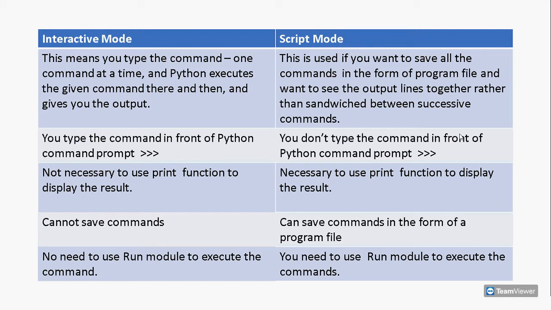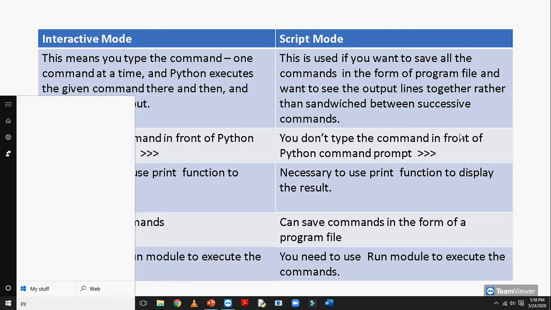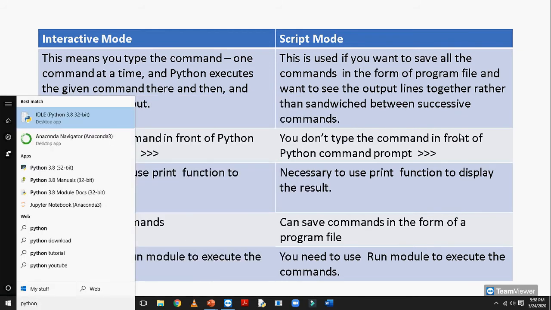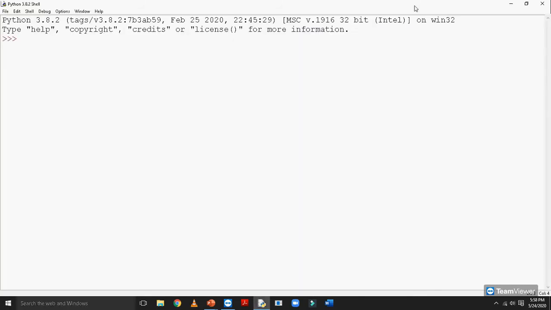Now that we have discussed the differences, let's see this practically as well. Let's open Python IDLE first. Here it is. In this, at the top of the window, we see the word Python followed by the version, which is followed by the word shell. This denotes the interactive mode.